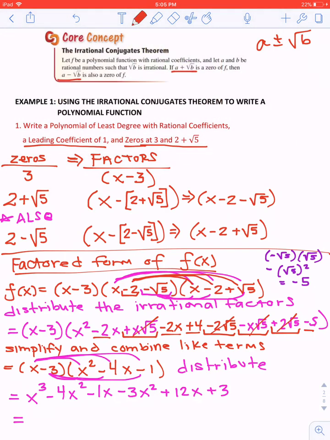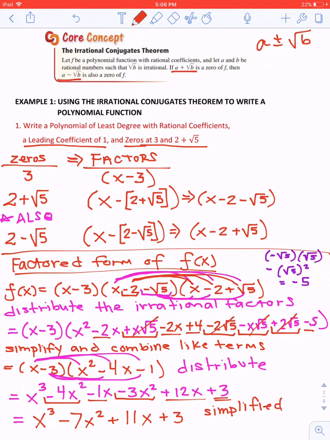Let's combine some like terms. Okay, so x cubed is what it is. I have some x squares here, so minus 7x squared. I have some x's, so plus 11x, and my whole number plus 3. So this is simplified. All right, so let me double check.